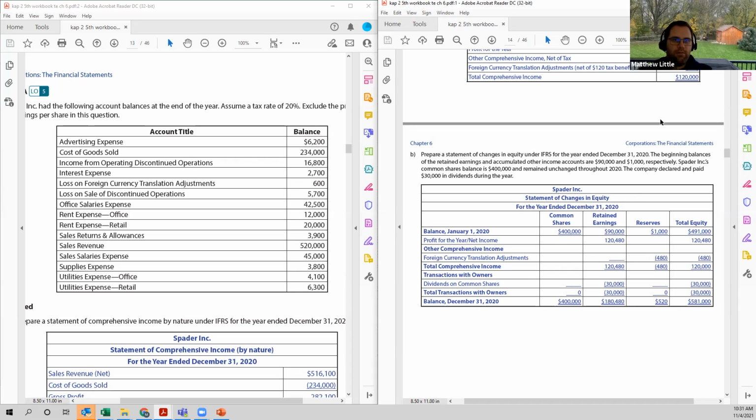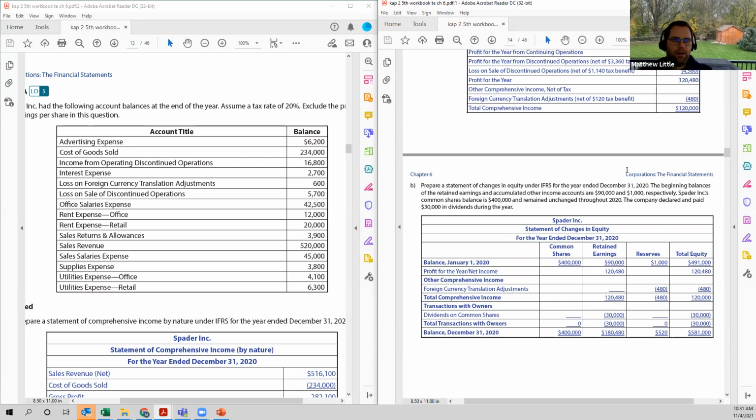Our profit for the year, if you go back to our comprehensive income statement, was $120,480, so that goes to our retained earnings. And the $480 loss on foreign currency goes to the other reserves. Then we have our dividends declared and paid. So dividends declared reduce our retained earnings by $30,000. And therefore our balances across the different components of equity are $400,000 in common shares, $180,480 in retained earnings, $520 in reserves, for a total equity of $581,000 at the end of the year.